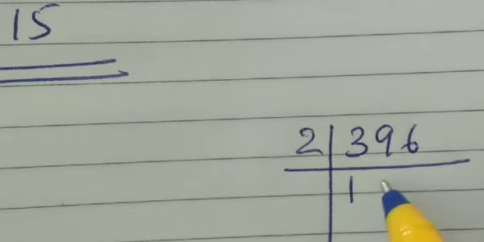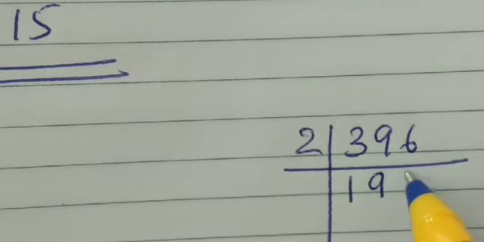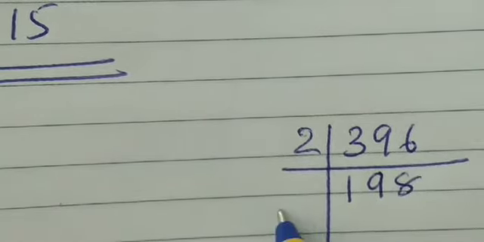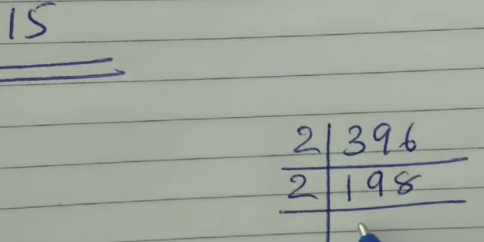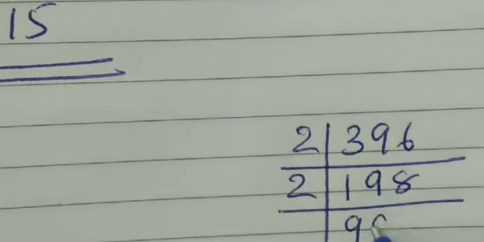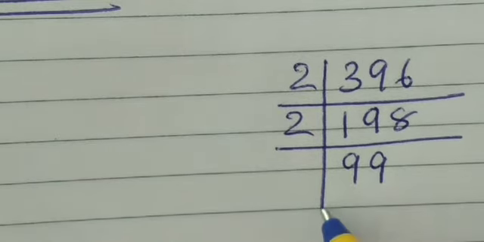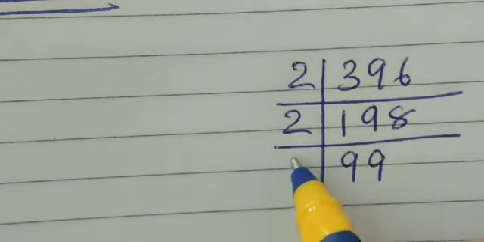396, last digit is 6, so it is divisible by 2. So let's start with 2. 2 1s are 2, 2 9s are 18, and 2 8s are 16. 2 9s are 18, 9s are 18. Then it's 3 by which you can divide. 3 3s are 9, 3 goes here, 3 11s are 33, and 11 1s are 11.